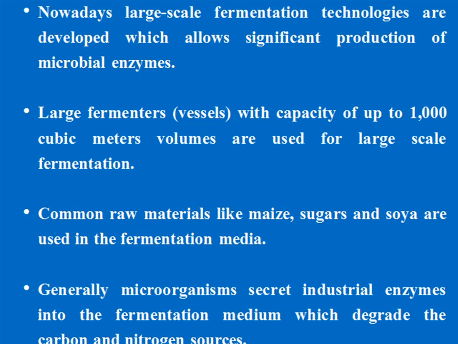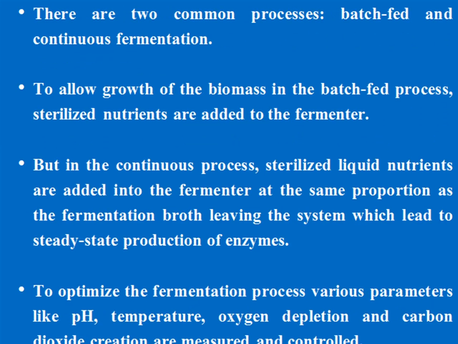Larger fermenters with capacity of up to 1000 cubic meters are used for large-scale fermentation. Common raw materials like maize, sugars and soya are used in the fermentation media. Generally, microorganisms secrete industrial enzymes into the fermentation medium, which degrade the carbon and nitrogen sources. There are two common processes, fed-batch and continuous fermentation.